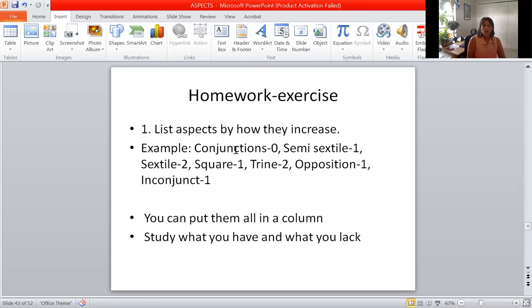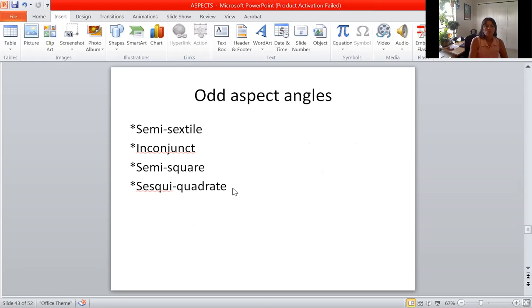And then go through, is there anything semi-sextile? That's 30 degrees away. And anything sextile, 60 degrees away. And then 90 degrees away. And then 120, and then 150, and then 180. And then we can also look at the inconjunct. Well, we'll talk about some more of those in a minute.